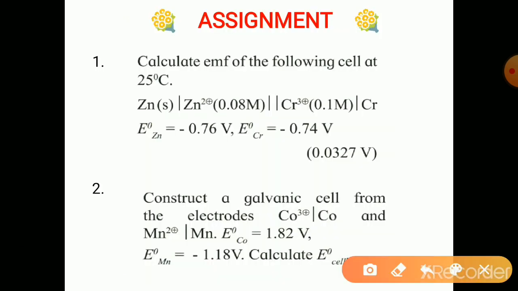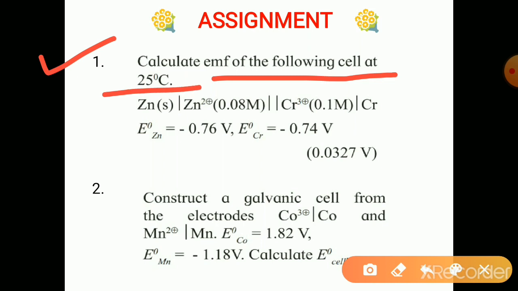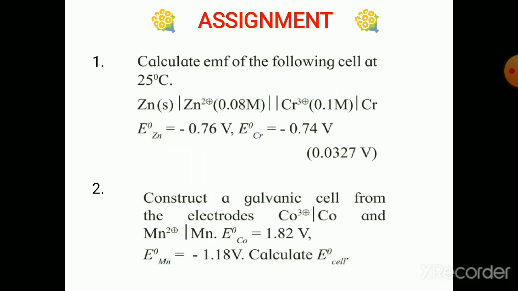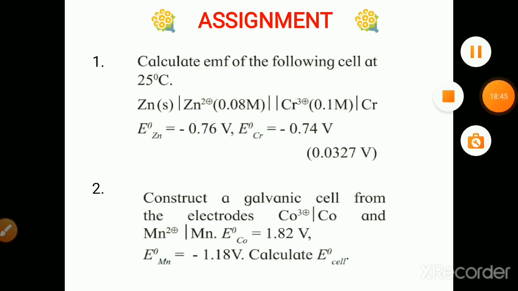So here an assignment is given. Calculate the EMF of the following cell at 25 degrees Celsius. You need to calculate this in your notebook and then put the answers in the comments.